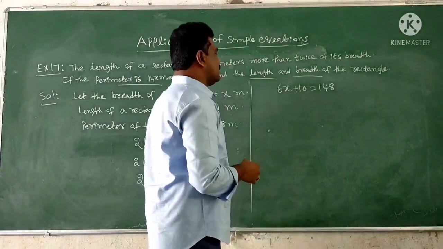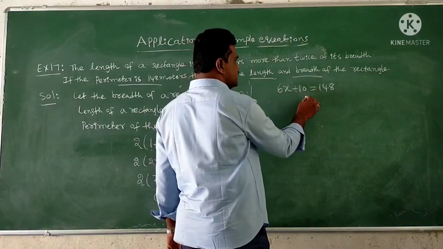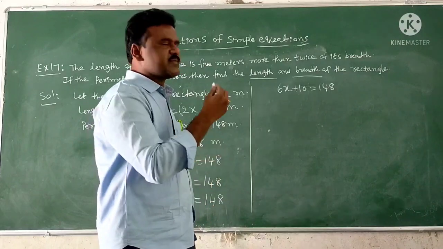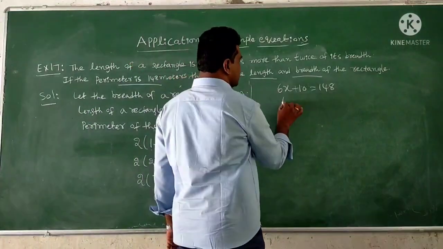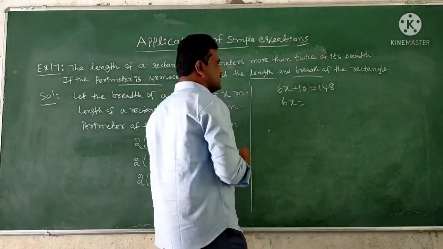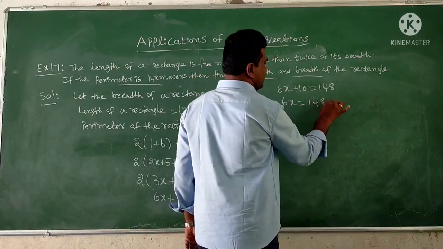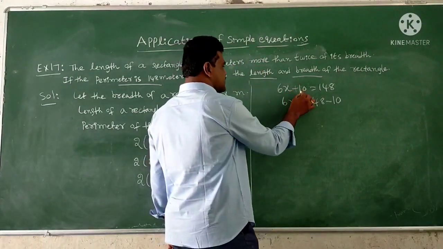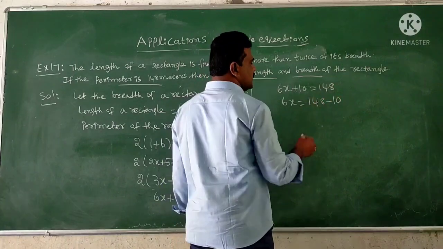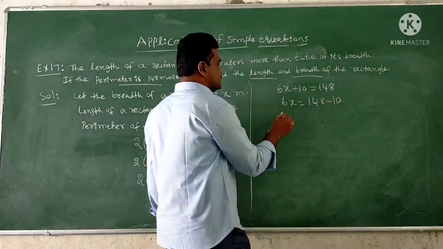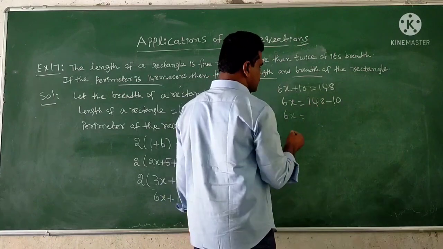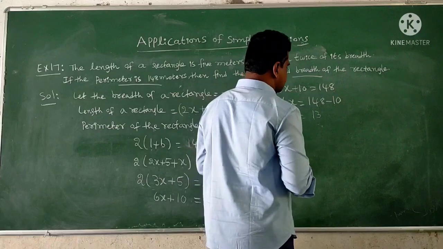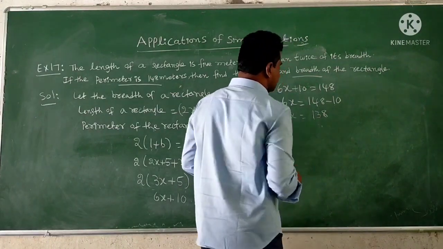Here, transposing plus 10 to RHS, it becomes minus 10. Then 6x is equal to 148 minus 10, which is equal to 138.